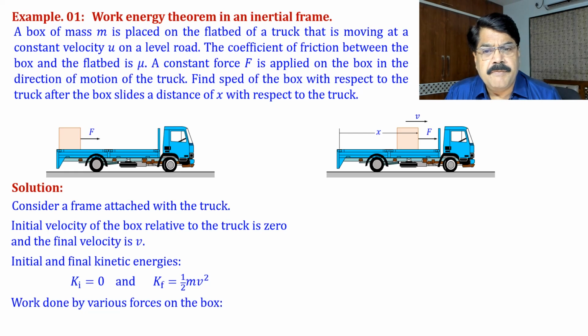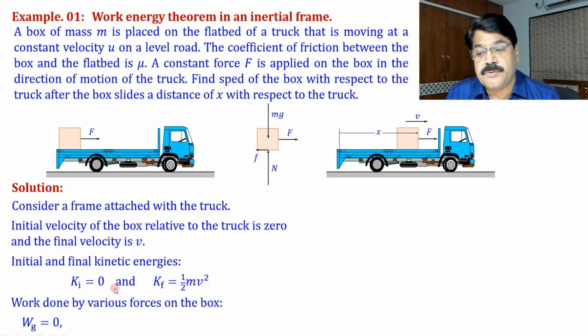Now we calculate the work done by the various forces on the box. For this purpose, we draw the FBD, the free body diagram, of the box at some intermediate stage. The forces acting on it are the applied force F, its weight mg, the normal reaction that will be equal to mg, and the kinetic frictional force that will be equal to mu mg. What is the work done by gravity? It will be 0 because the displacement x is perpendicular to mg. Similarly, the work done by the normal reaction will be 0 because the displacement of the box is perpendicular to the normal reaction.